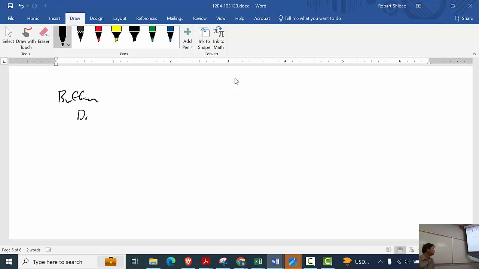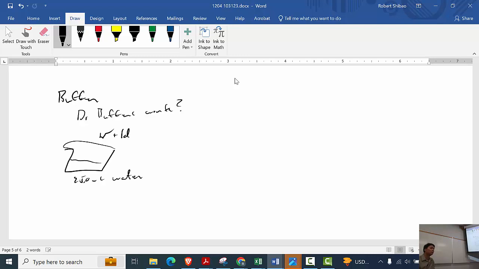And so, do buffers work? Let's show that buffers work by calculation. Let me take 25.0 milliliters of water. And here we're going to add 1 drop. What do you want to add? 1 drop of base or 1 drop of acid? Acid? All right, we're going to add 1 drop of HCl. We're going to make this 6 molar HCl.